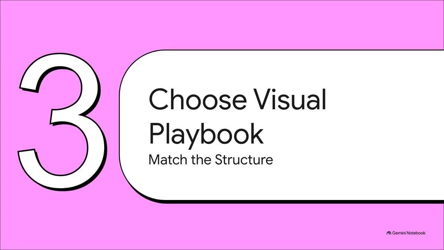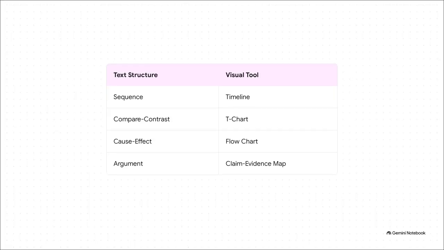So let's get into section 3, choose your visual playbook. Okay, we're building a simple mapping system here. It works like this. If the text is a sequence of events, you instantly know you need a timeline. Are you comparing and contrasting? Boom, you pull out a T-chart. Tracing causes and effects, that absolutely demands a flowchart. And if you're reading an argument or laying out claims, you use a claim evidence map. It's that simple. The structure of the text tells you exactly which tool to pull from your playbook.